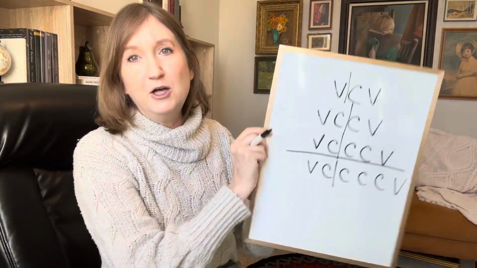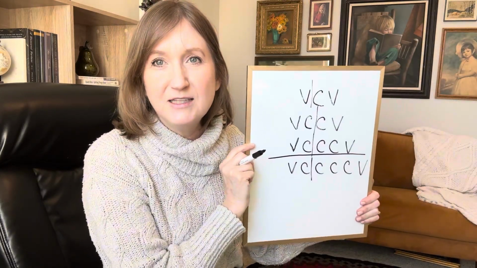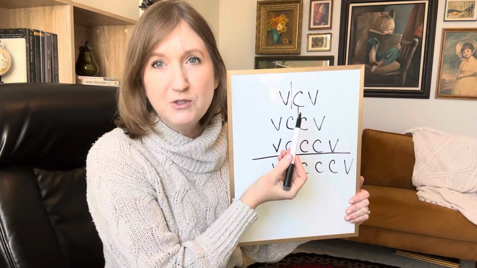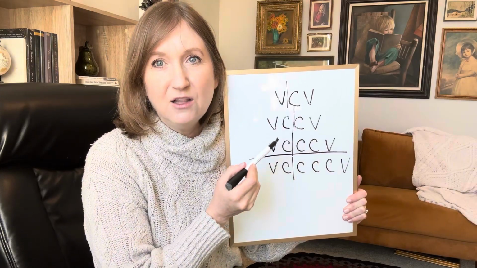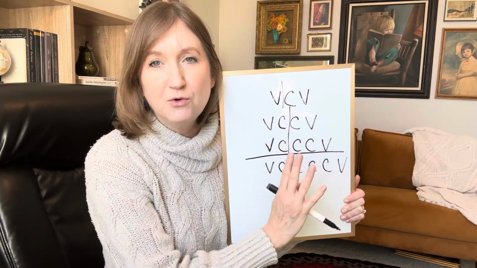So I hope that helps to understand syllable division a little better. One consonant between the vowels goes to the end. Anything longer than that, one goes to the front, the rest go to the end.